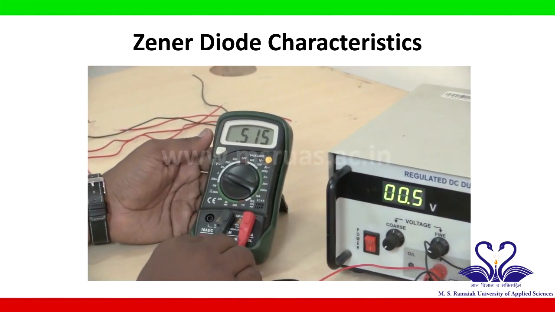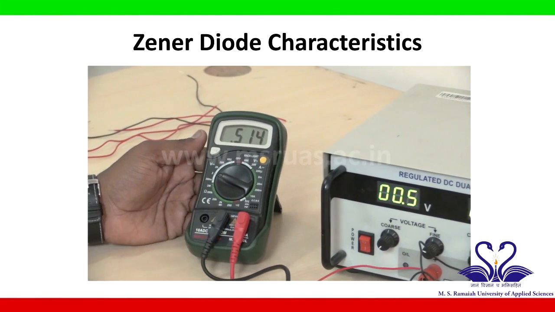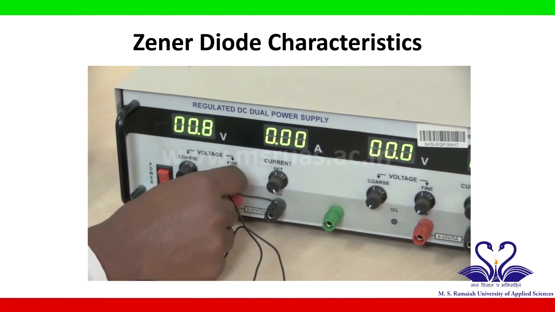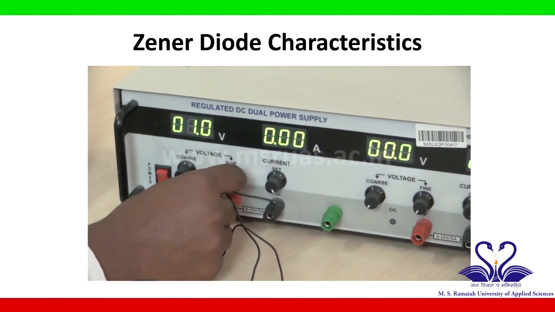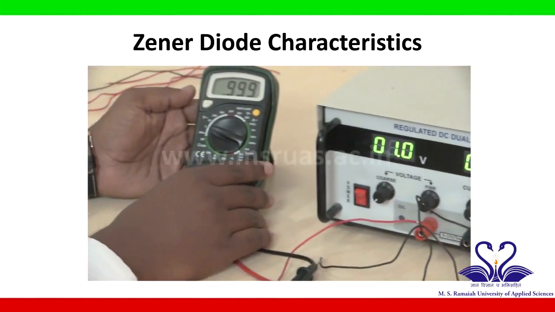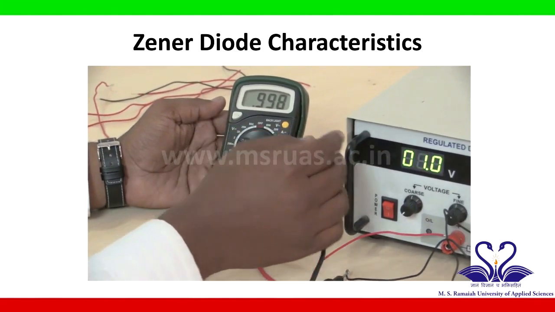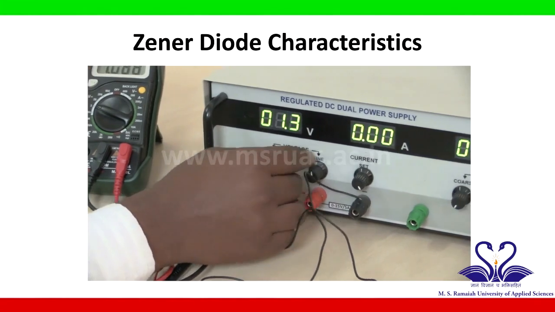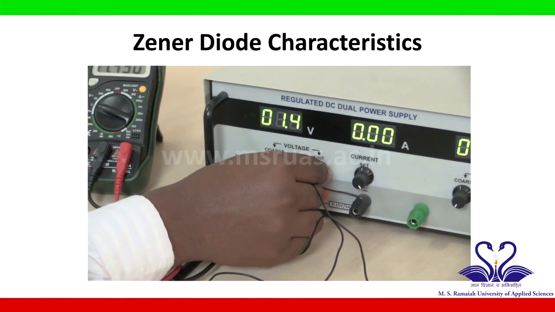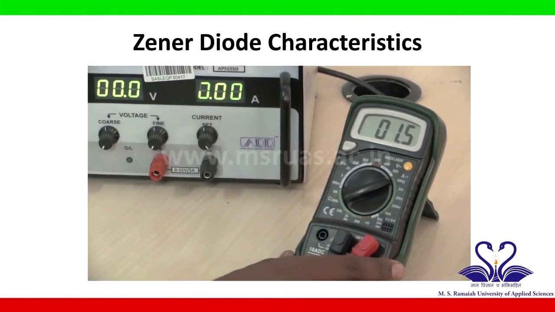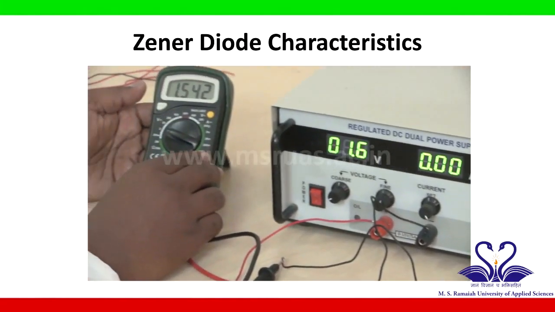We are getting a voltage of around 0.515 volts. We will tabulate this reading in the tabular column. Next, we will vary the input voltage and make it 1 volt, and the corresponding current is 1 microamp, and the corresponding voltage is 0.99 volts. And if I vary the input voltage to 1.5 volt, then I am getting a current of 1.5 microamps and 1.542 volts.